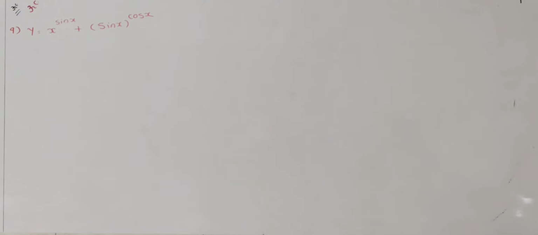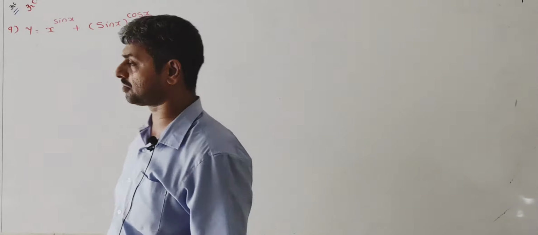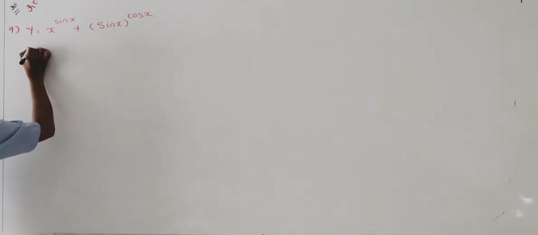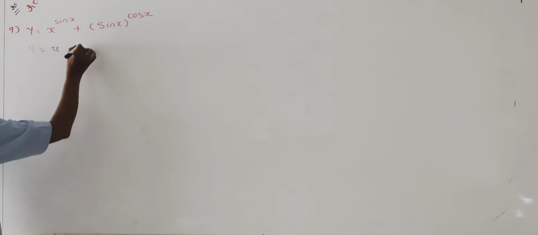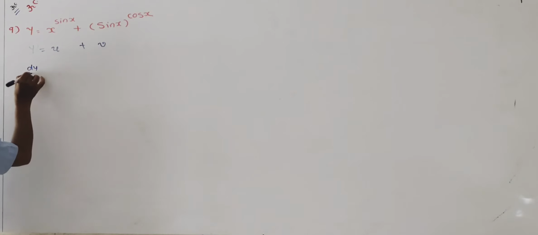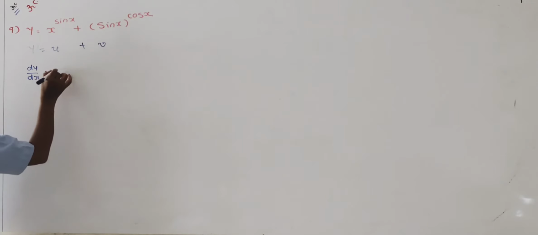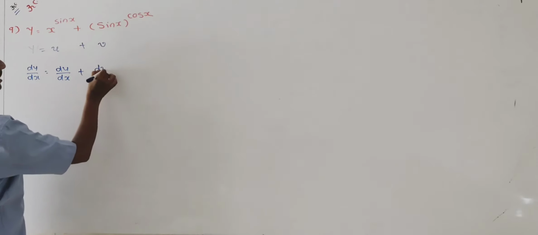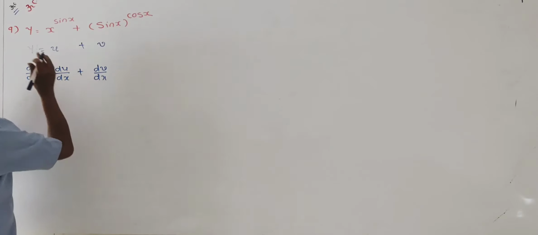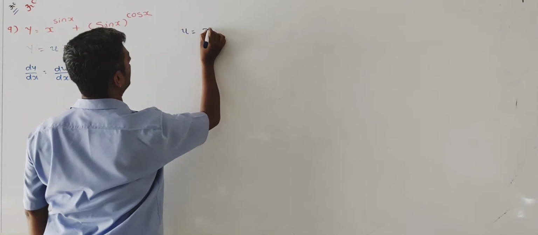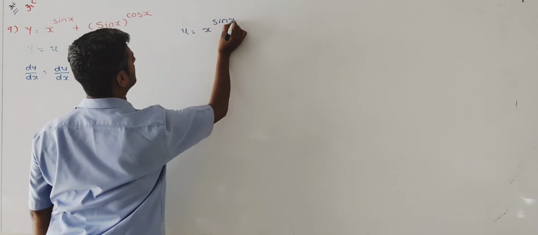Our ninth example, y is equal to x raised to sin x plus sin x raised to cos x. Here again, variable raised to variable and variable raised to variable. So y is equal to u plus v. So dy by dx is equal to du by dx plus dv by dx.